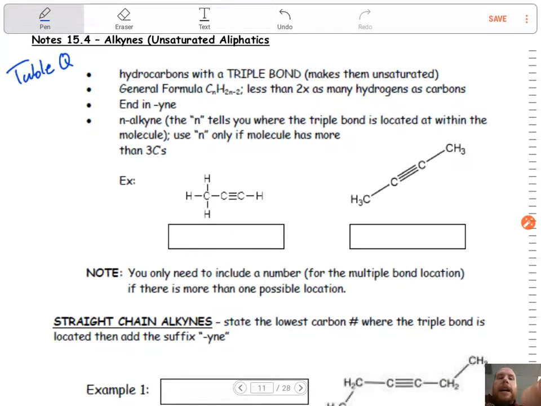Table Q, at the top, the title says homologous series of hydrocarbons. Remember, homologous just means same, so they're same families. Alkanes are saturated, meaning they're all single bonds. Alkenes have a double bond, and they're unsaturated. Alkynes are also unsaturated, which means they have multiple bonds. Aliphatic means straight chained, so they're all in one long line, versus aromatic, which are kind of circular, where they're all connected.